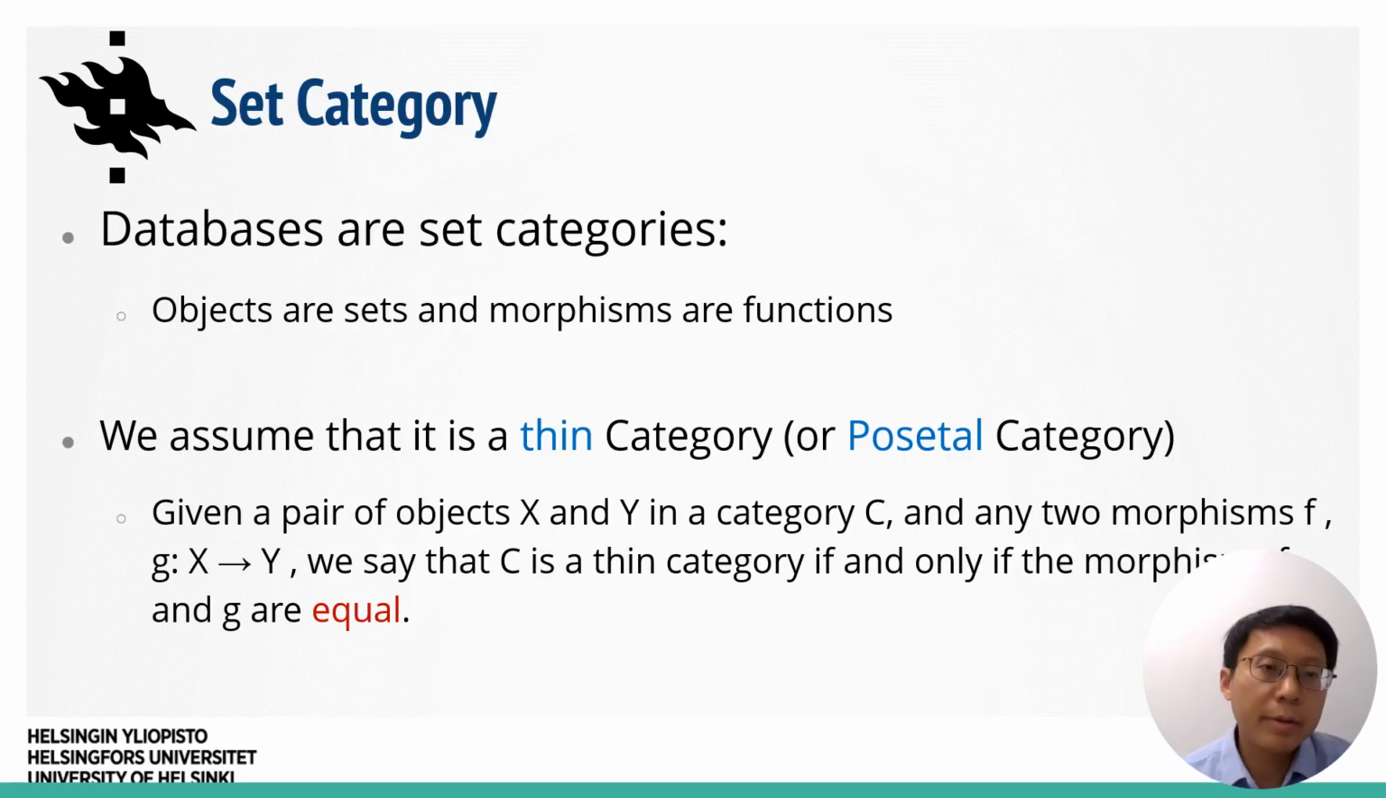In this paper, a database can be considered a set category, where objects are sets and morphisms are functions. We assume it is a thin category or poset category. Given a pair of objects x and y in category C, for any two morphisms f and g from x to y, we say C is a thin category if and only if the morphisms f and g are equal.